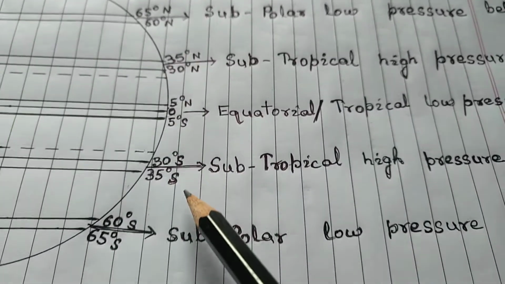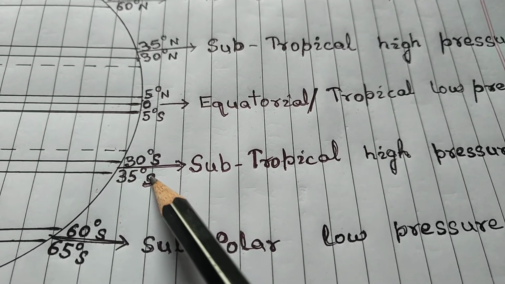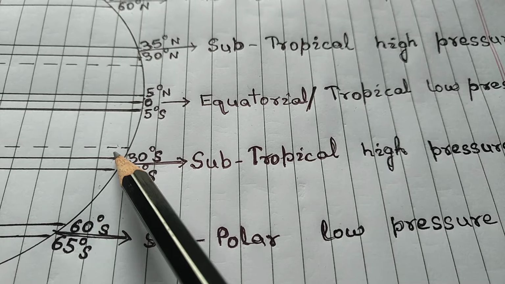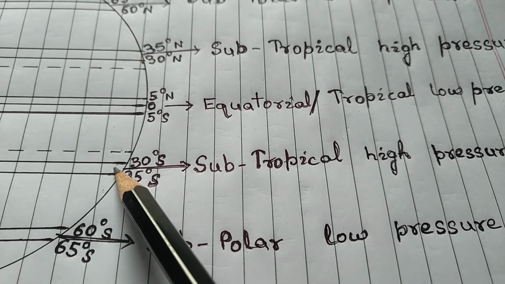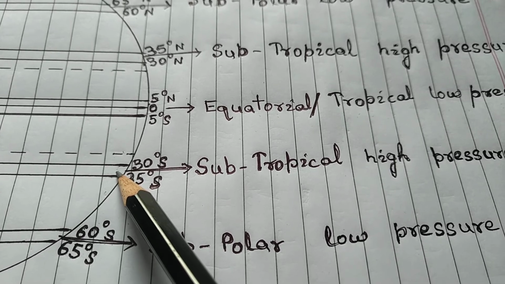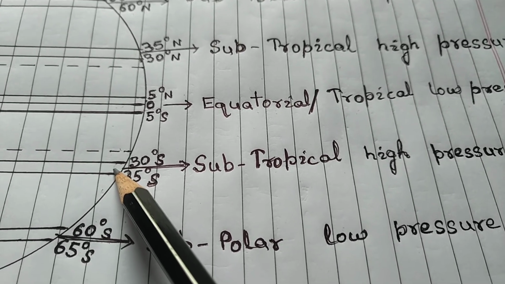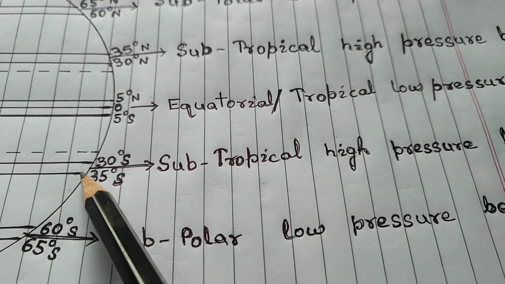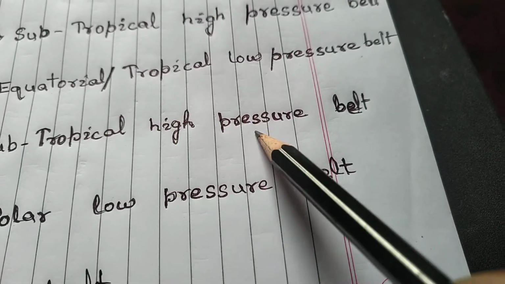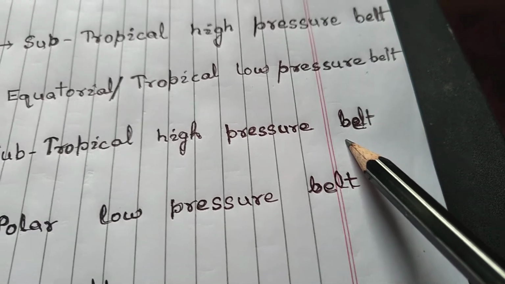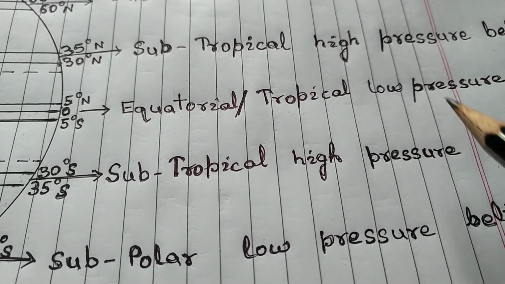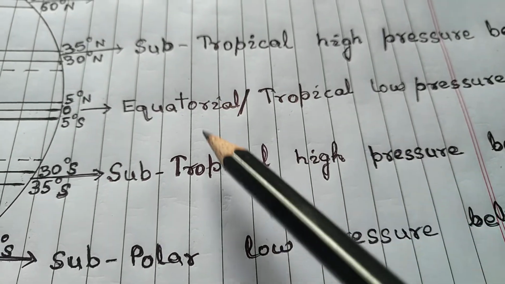Similarly, in the southern hemisphere, the same is here. This is the equator. This is after the Tropic of Capricorn. The area falls after the Tropic of Capricorn and receives comparatively less temperature. That's why this area will also be named as subtropical high pressure belt. So I think it is very clear to all of you that we have found three pressure belts.